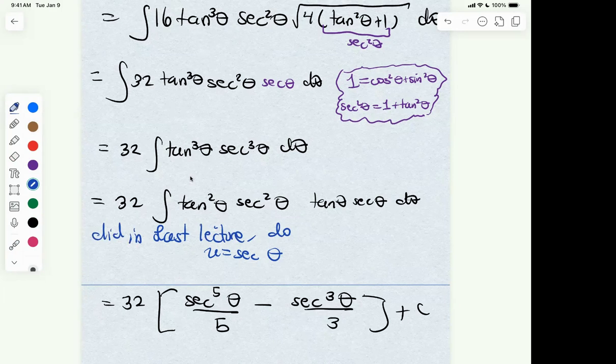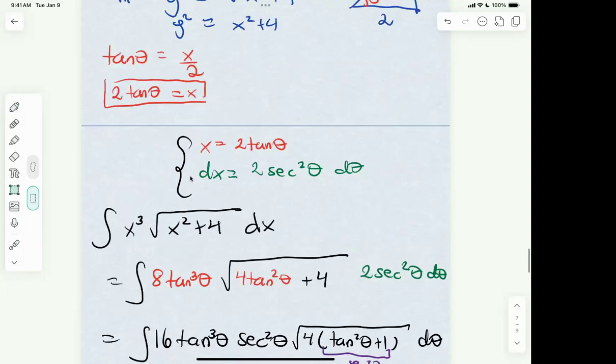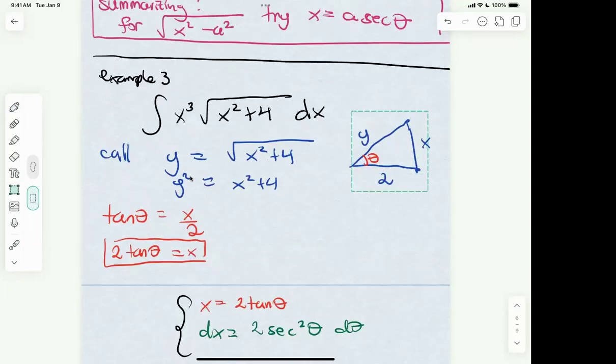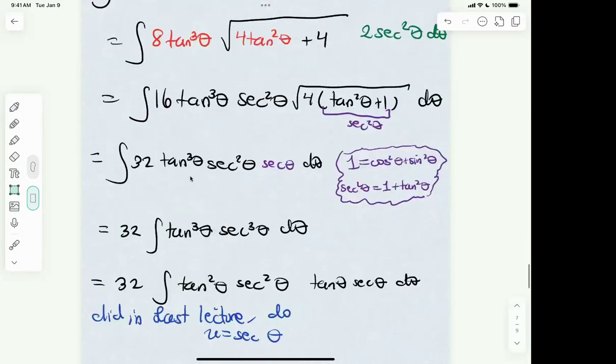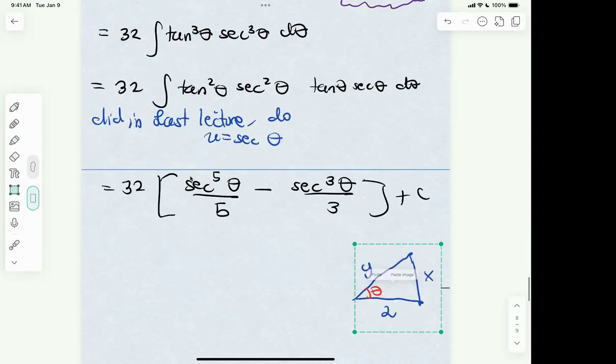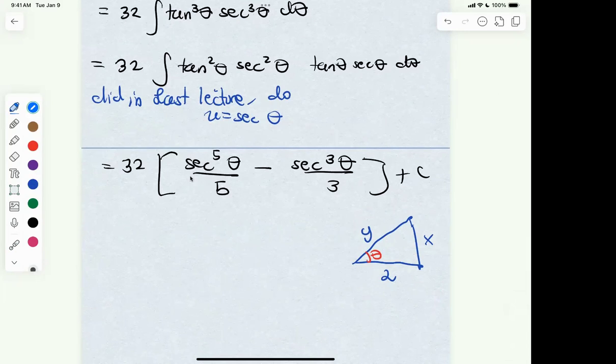Okay, and almost done. Last thing is that you want to write everything in terms of x as before. So again, how do you write everything in terms of x? Go back to the magic triangle. According to the magic triangle, you only need to know secant. To know secant, you can do cosine first, right?